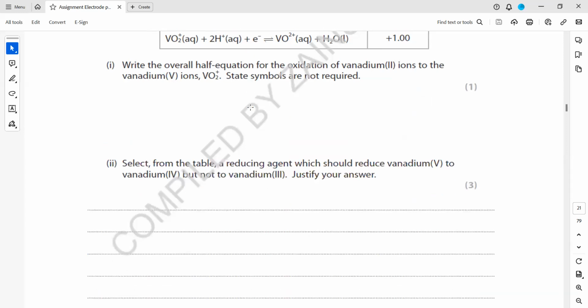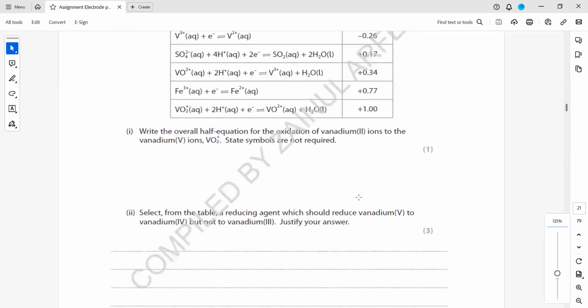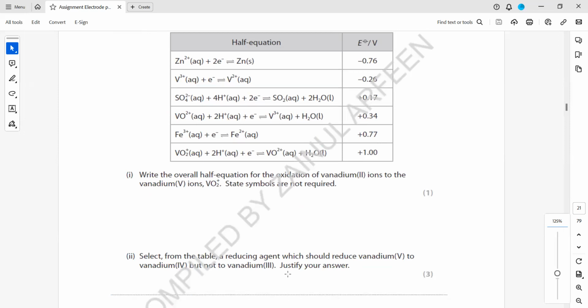Select from the table a reducing agent which can reduce vanadium 5 to vanadium 4 but not to vanadium 3. So we want vanadium 5 to 4 but not to 3. First, what are the reducing agents here? A reducing agent itself is oxidized, and oxidation is a loss of electrons. We want vanadium 5 to turn into vanadium 4, which happens by gaining electrons. So we will check for a reagent which will lose electrons, and vanadium 5 can gain electrons, so it will turn into vanadium 4.